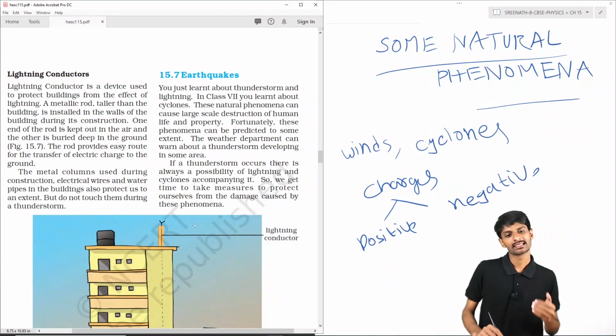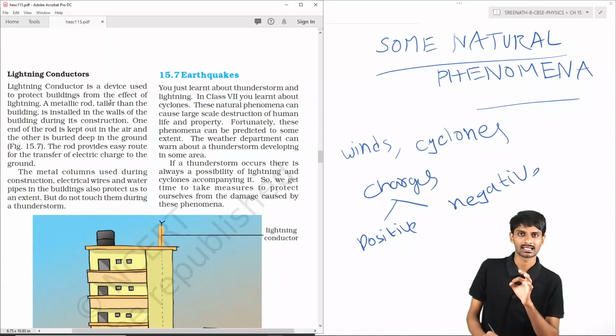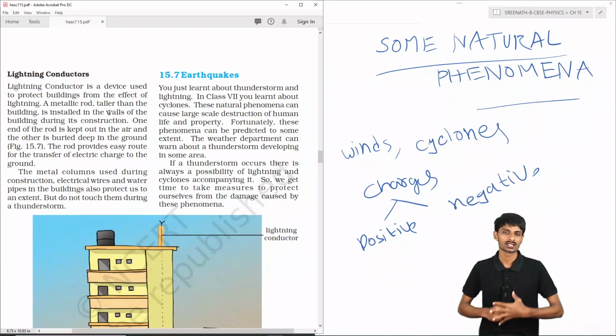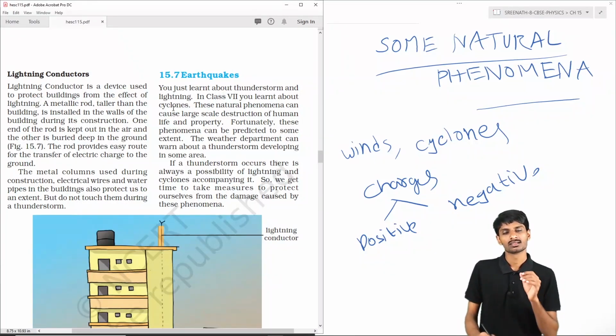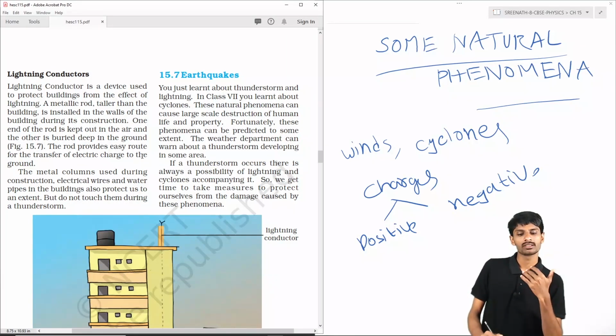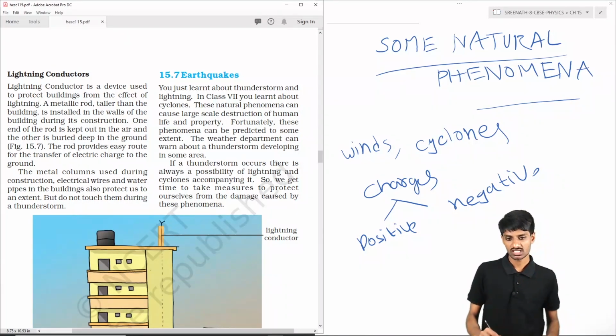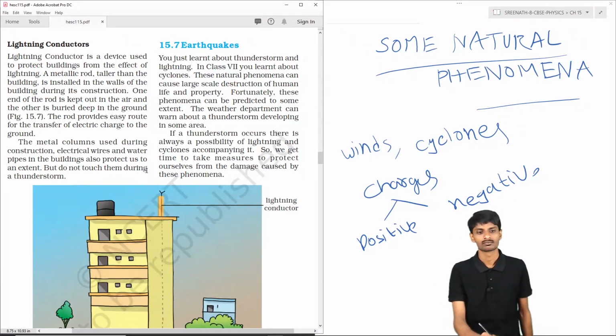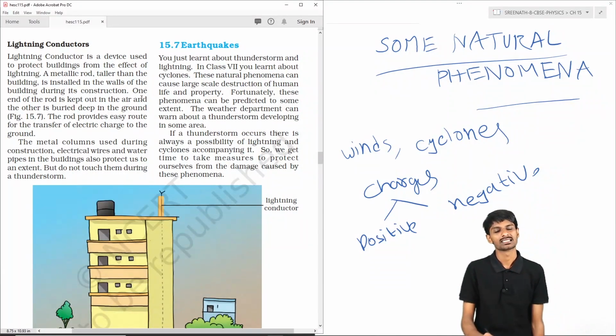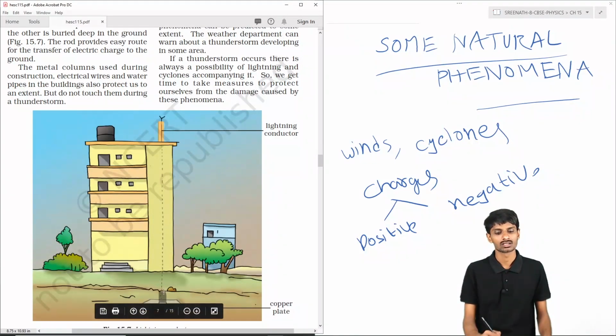And the next thing is lightning conductors. What is a lightning conductor? A lightning conductor is a device, students. It is used to protect buildings from the effect of lightning. How it works is, there is a very long metallic rod, taller than your building, that is installed in the walls of the building during its construction, students. One end of the rod is kept in the air and the other end is buried deep in the ground.